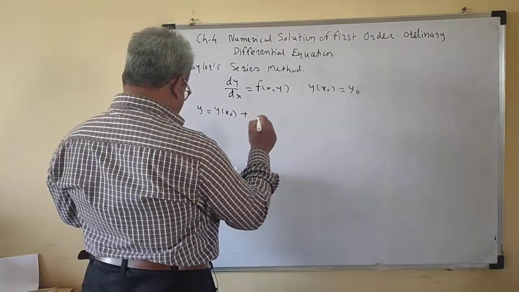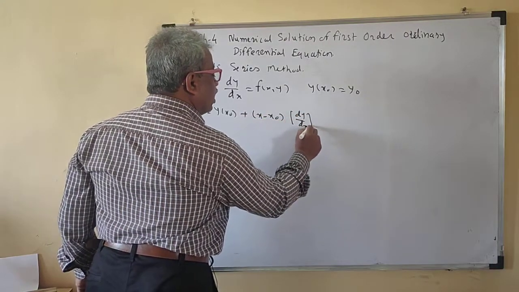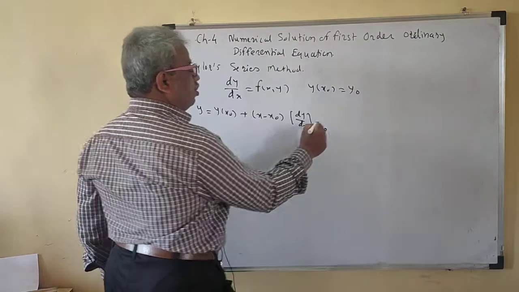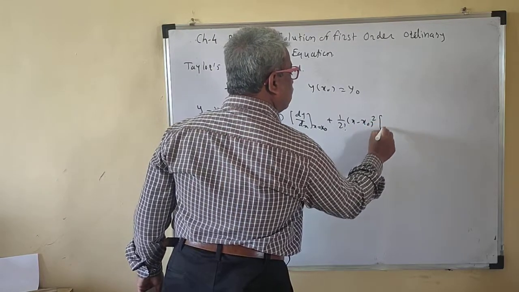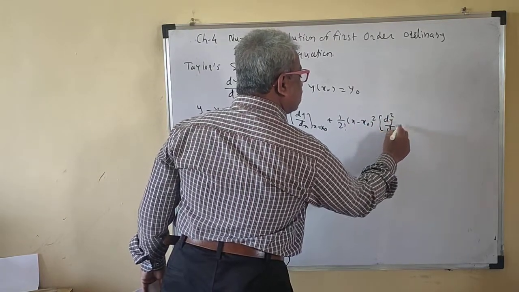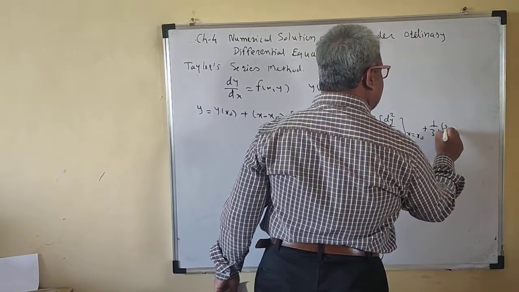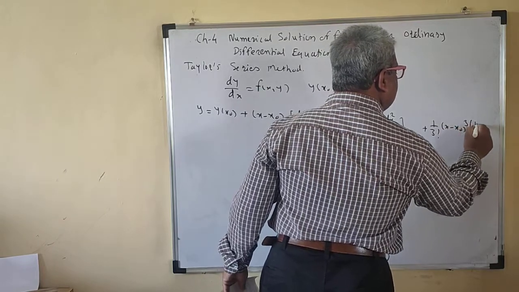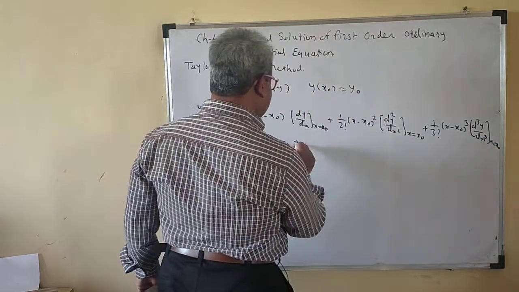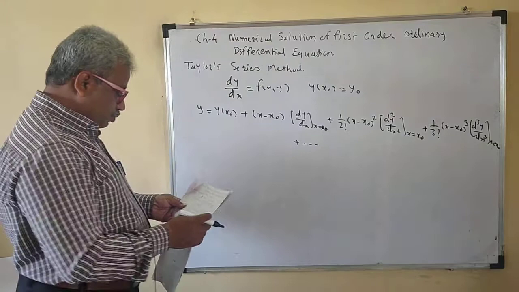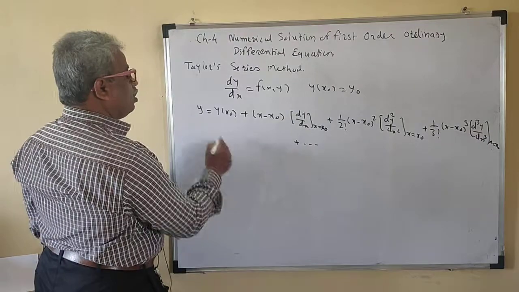So y is equal to y naught plus (x minus x naught) into dy by dx at x is equal to x naught, plus 1 upon 2 factorial (x minus x naught) squared d2y by dx square at x is equal to x naught, plus 1 upon 3 factorial (x minus x naught) cube d3y by dx cube at x is equal to x naught, plus dot dot dot. So this is the solution.